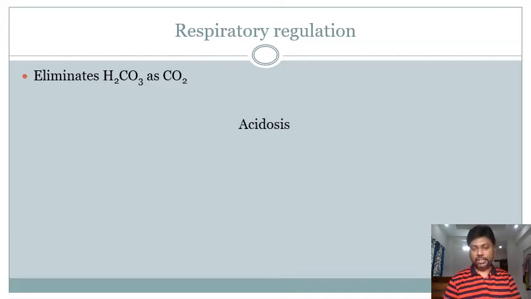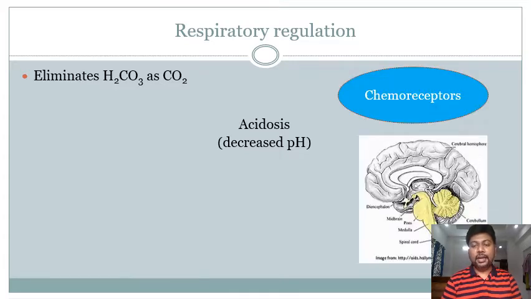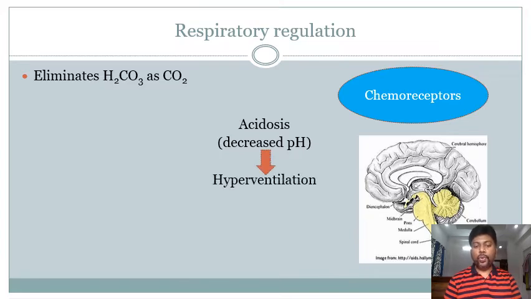Whenever there is acidosis, what do you mean by acidosis? It is decreased blood pH. So this decreased blood pH will be sensed by various central and peripheral chemoreceptors. So these receptors, after sensing the fall in pH, they will send the information to the respiratory center present in the medulla. So after receiving the information, that means that the blood pH is less, the respiratory center in turn will send a stimulatory signal to the respiratory muscles, leading to hyperventilation.